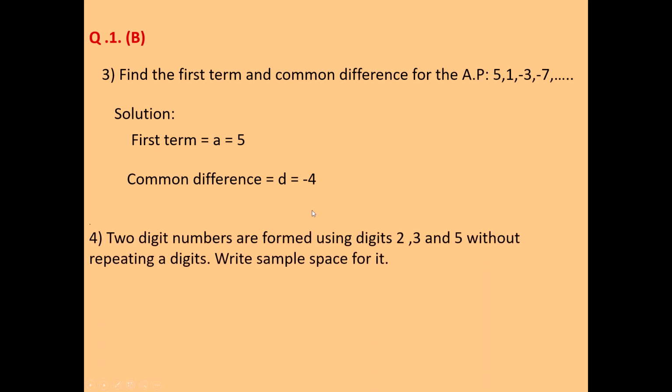Fourth one, 2-digit numbers are formed using digits 2, 3 and 5 without repeating the digits. Write the sample space for it. Yes, you must write it in set form. S equals, S should be written in capital because it is the name of the sample space, and then you can see the numbers formed properly. Clear? 23, 25, 32, 35, 52, 53.